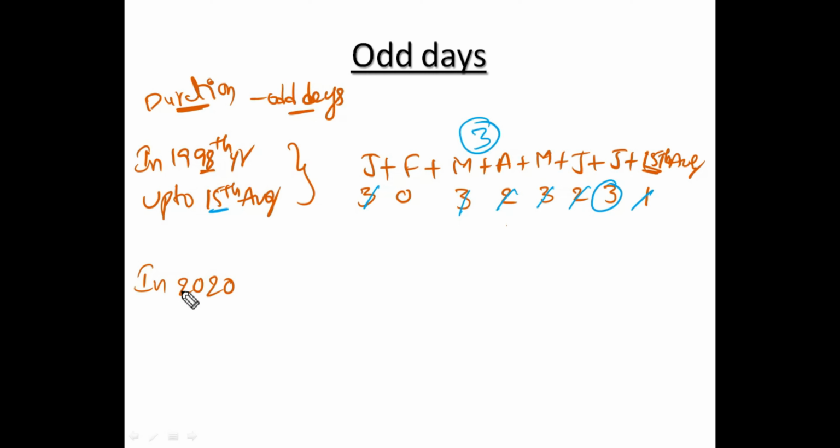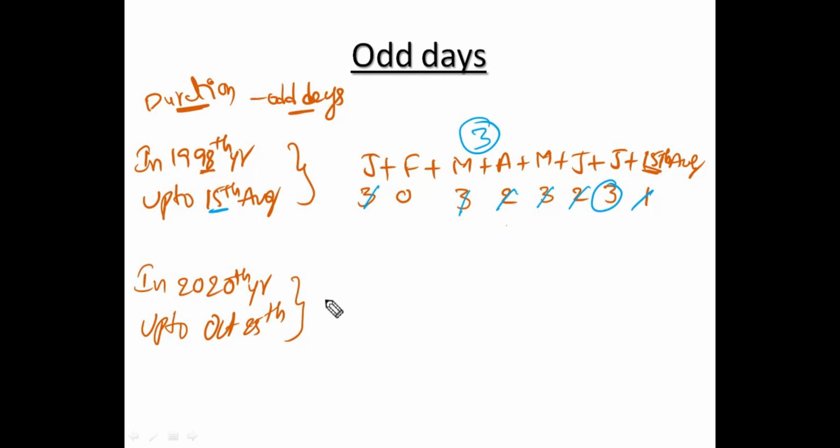In 2020, up to October 25th. Again we have to start from January. So no need to write January, February.